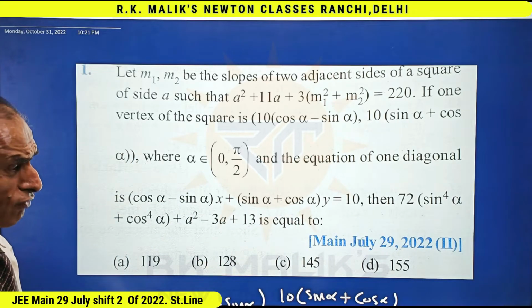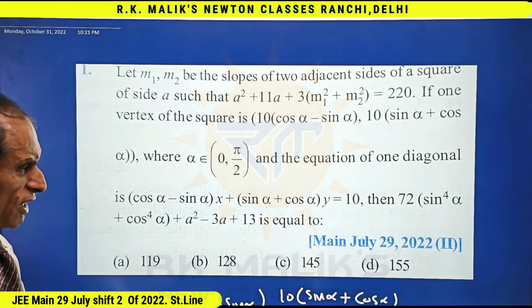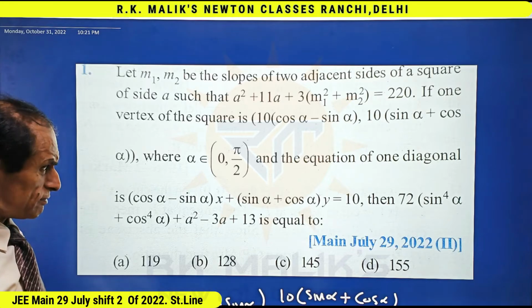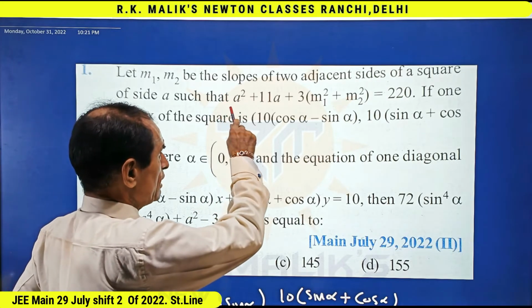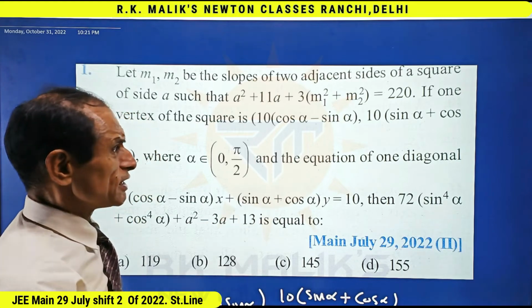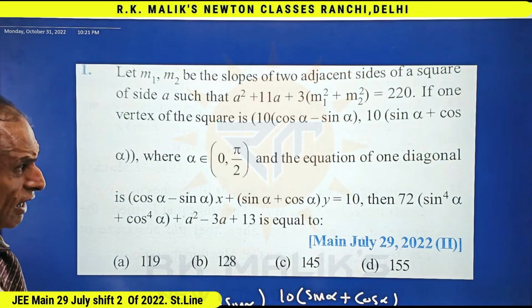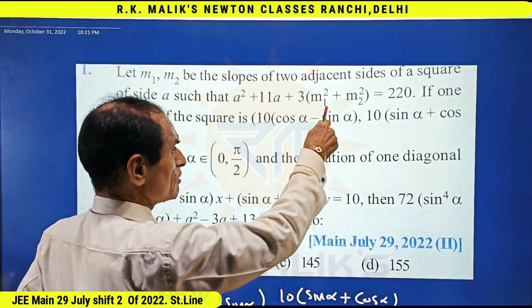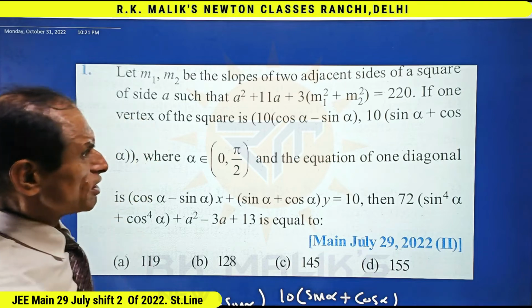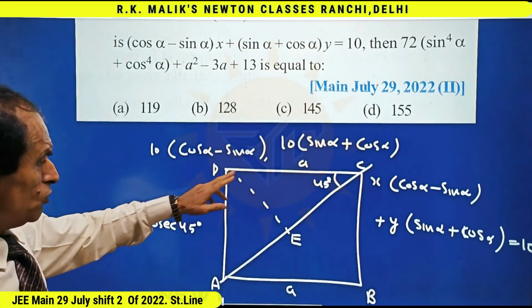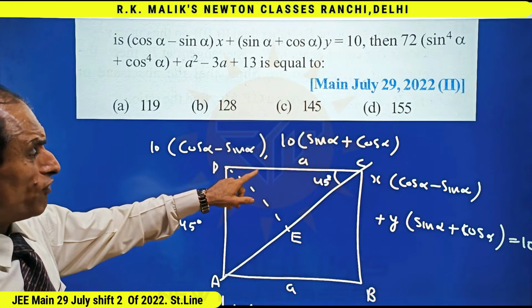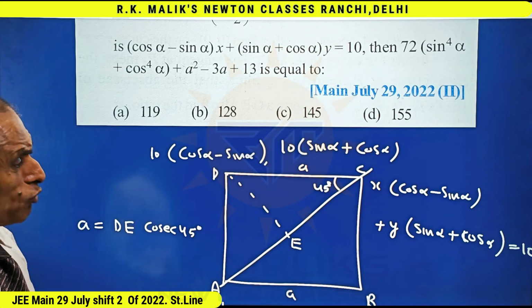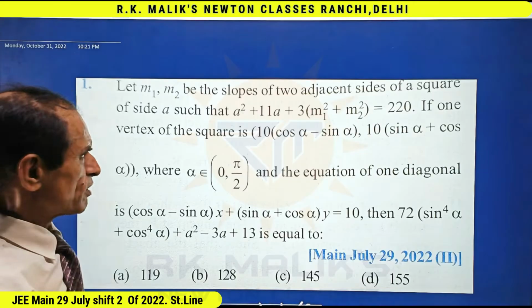Using this information you will find the value of alpha, and once alpha is found, putting the value of A and alpha, you will be getting the answer. First let us put A equal to 10 in this, and I will be getting an equation in M1. Note that M2 is minus 1 by M1 because these are slopes of two sides. Therefore, if the slope of one is M1, the slope of the other will become minus 1 by M1. That is, M2 will become minus 1 by M1.